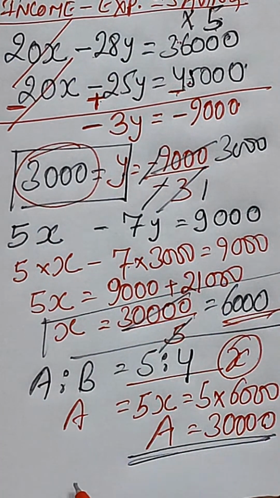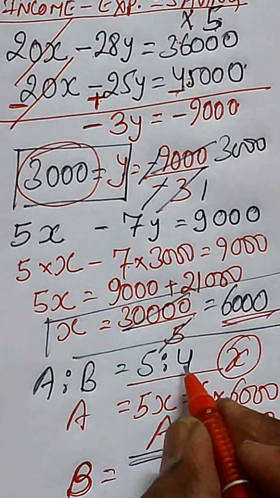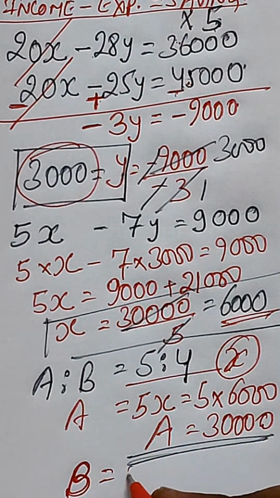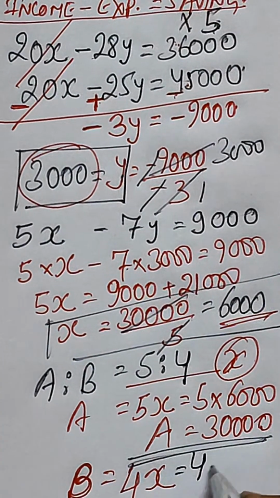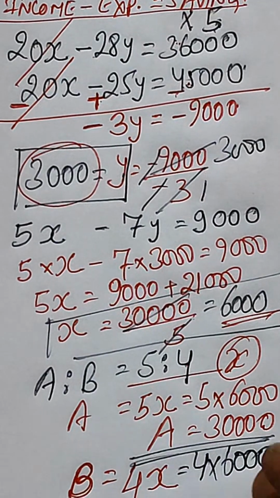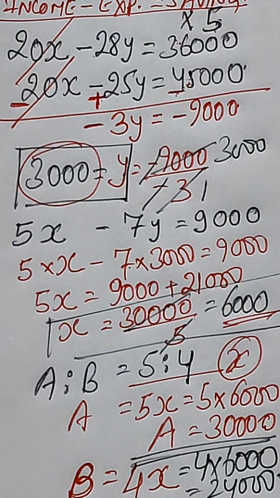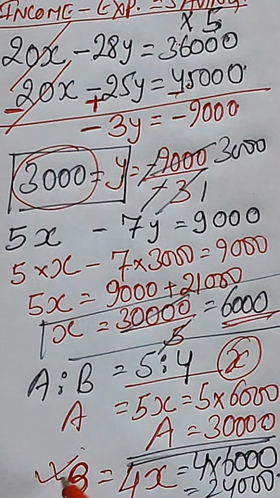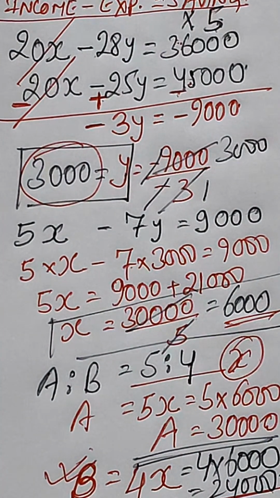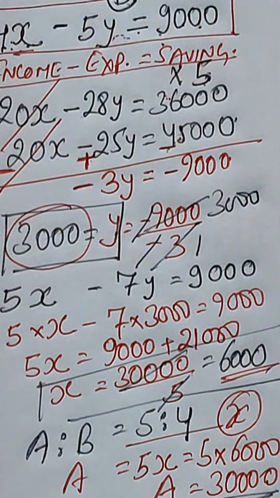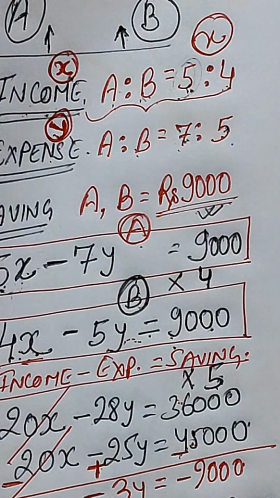And what is the income of B, right? Income of B is calculated as 4 times x, right? 4 times x. So which will give you 4 into 6,000. So that is equal to 24,000, right? So we can see the income of B is also calculated, which is 24,000. So in this way we have solved this question, and the income of A and B is calculated as what?